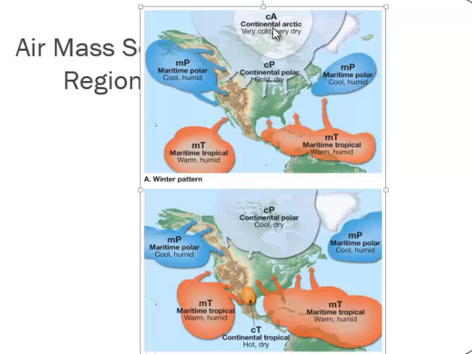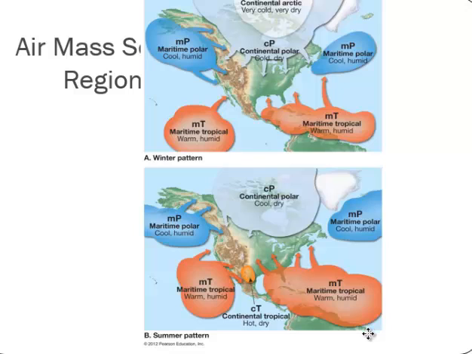Arctic, very, very cold, and it forms from way north, and it also causes very dry weather because it forms over the continent. In the summer, you can see it's pretty much the same, but slightly different ones. The tropical ones are bigger, the polar fronts are a little bit smaller, and you can see this little one, this CT, continental tropical, hot and dry air mass over here in the summer pattern.